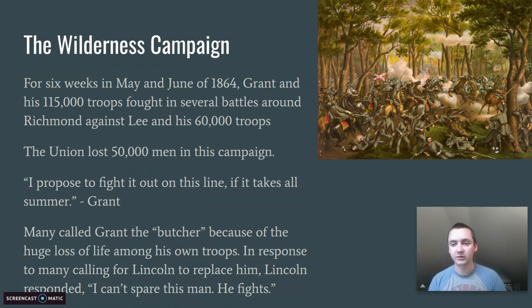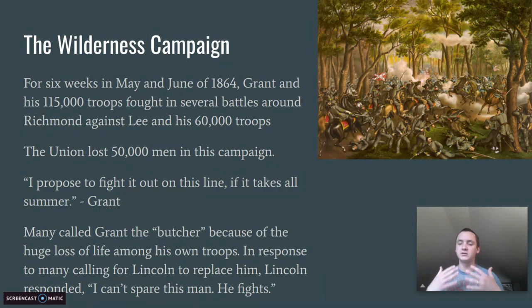Grant refused to lose, however. Even with the dramatic loss of life, Grant continued to press and continued to try and break the Confederate lines. In all, 50,000 Union troops were lost in this campaign. And Grant is quoted as saying, "I propose to fight it out on this line if it takes all summer." Basically saying we can't do any more of this attack, retreat.